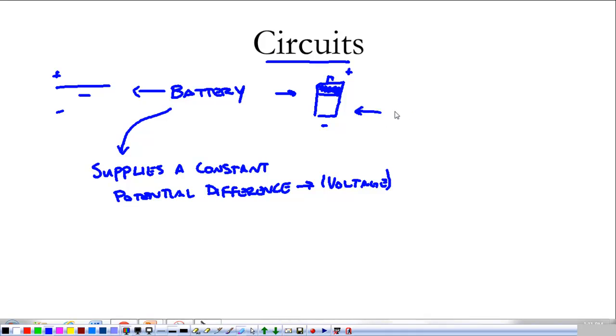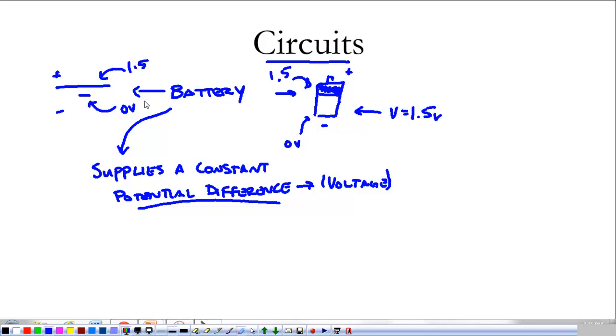So on a battery like this, the voltage is 1.5 volts. What that means is that the bottom of the battery is at 0 volts and the top of the battery is at 1.5 volts. The reason we call it potential difference is because we're interested in the difference in potential from the top and the bottom. Works the same way with this. This side of the battery is 1.5 volts and this side of the battery would be charged to 0 volts. So that's what a battery does. A battery supplies a constant potential difference.